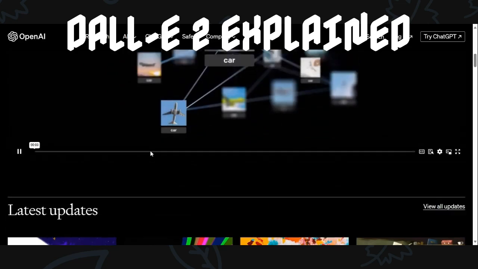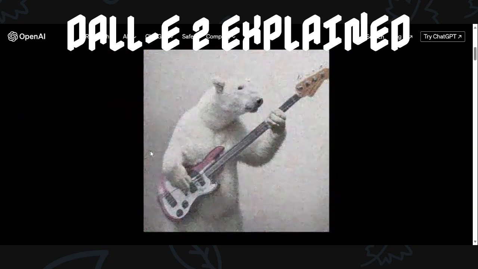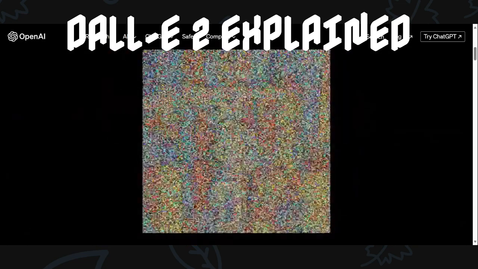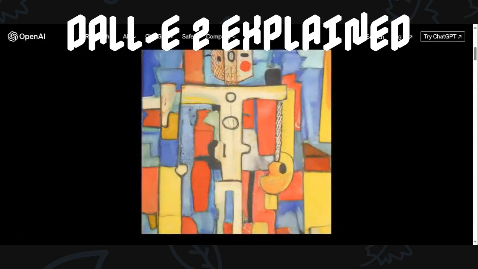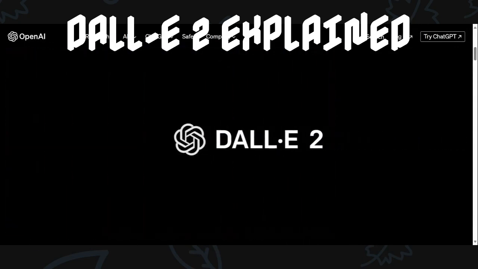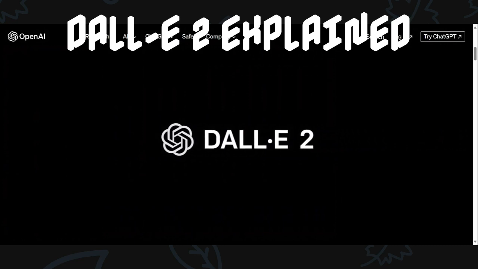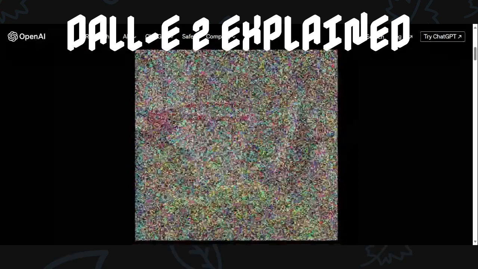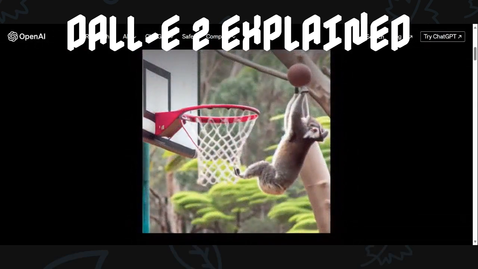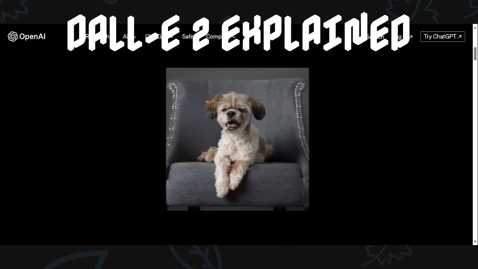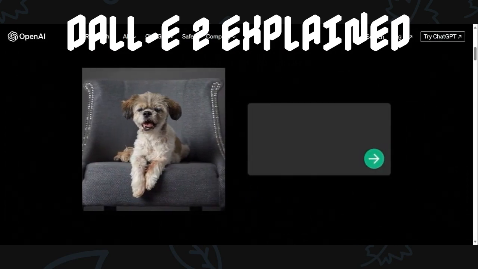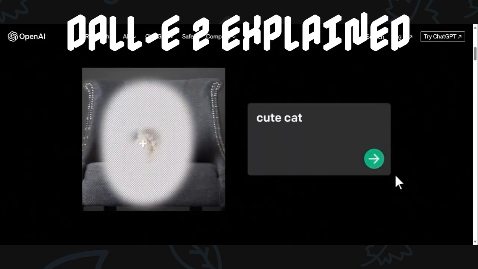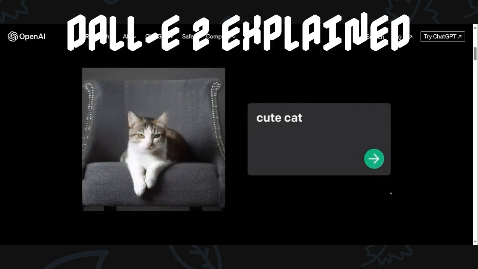It has DALL-E explained. Have you ever seen a polar bear playing bass? Or a robot painted like a Picasso? Didn't think so. DALL-E 2 is a new AI system from OpenAI that can take simple text descriptions like a koala dunking a basketball and turn them into photorealistic images that have never existed before. DALL-E 2 can also realistically edit and retouch photos. Based on a simple natural language description, it can fill in or replace part of an image with AI-generated imagery that blends seamlessly with the original.